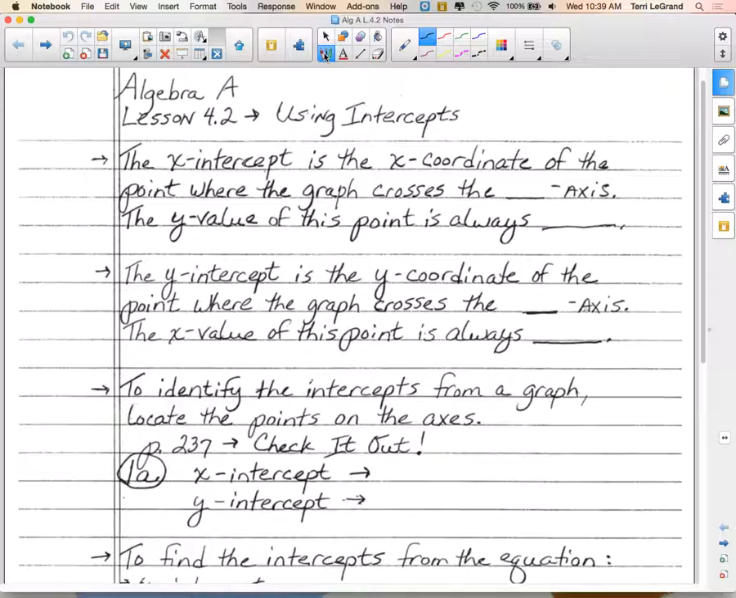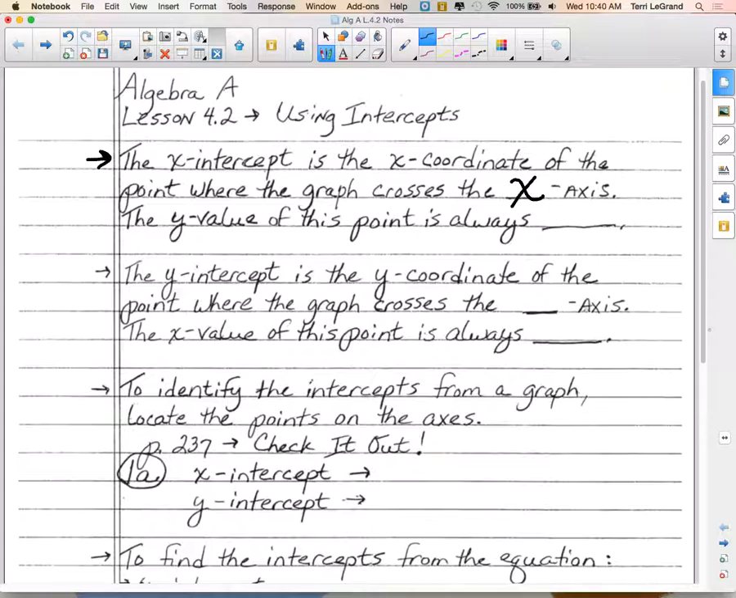The x-intercept is the x-coordinate, the x number, the value of the point where the graph crosses the x-axis. So there's nothing confusing about that. X-intercept on the x-axis. They match up.